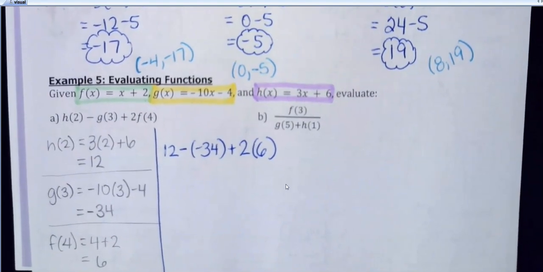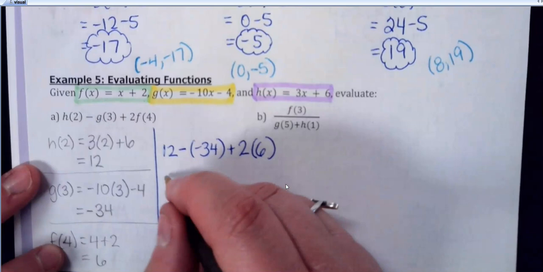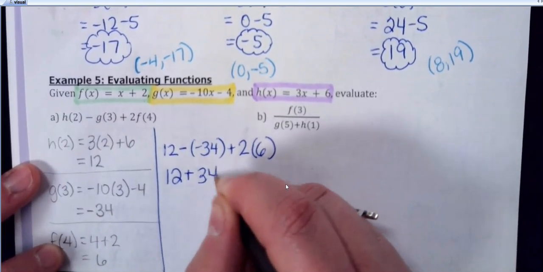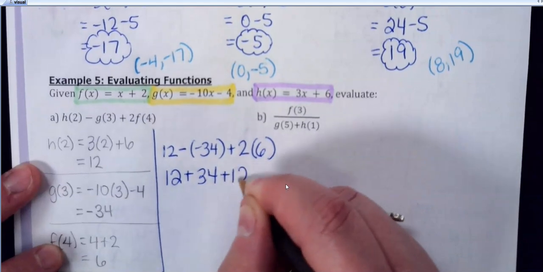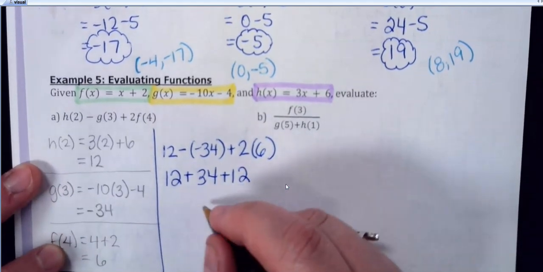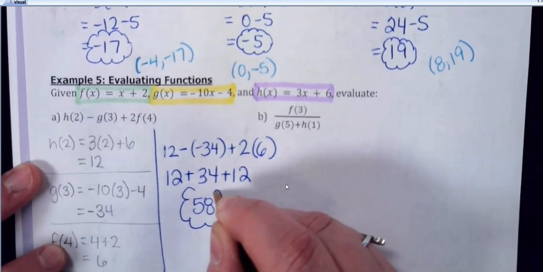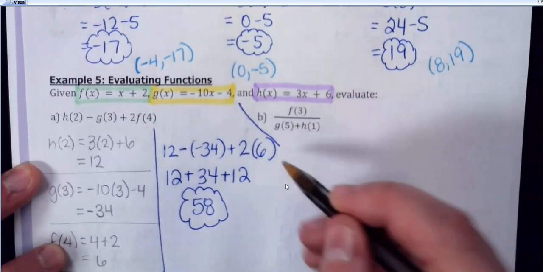So I'm just plugging in what I got when I evaluated each one of those. And you could totally just type this on your calculator if you want to. I'm going to simplify this a little bit. This is going to be 12 plus 34 minus a negative, and then plus 12. And you just want to simplify it as much as possible. You just add those guys up. You should get 58 as your final answer there.